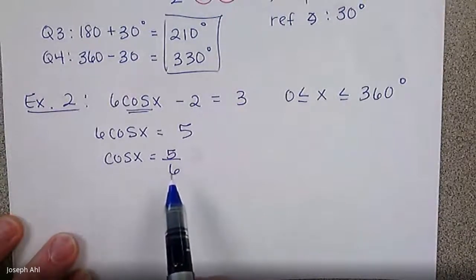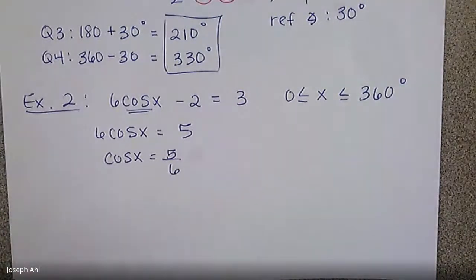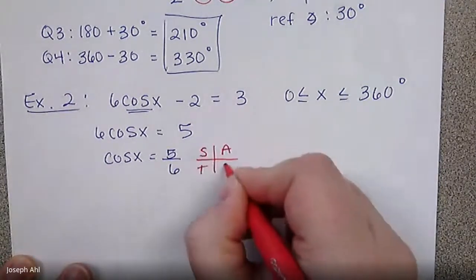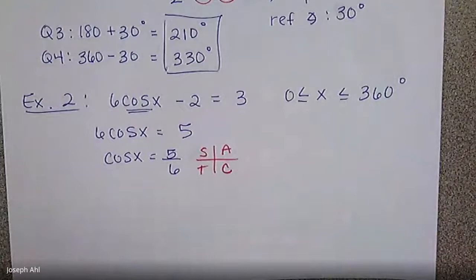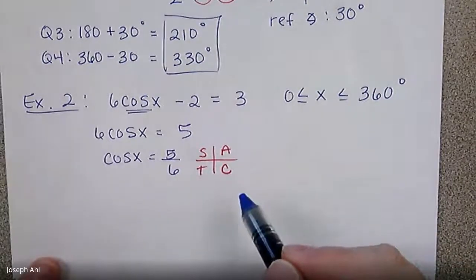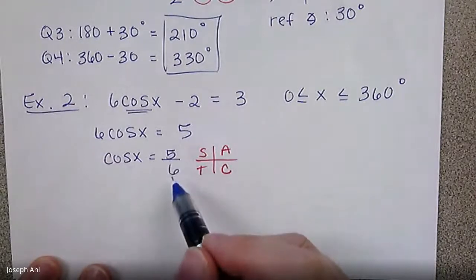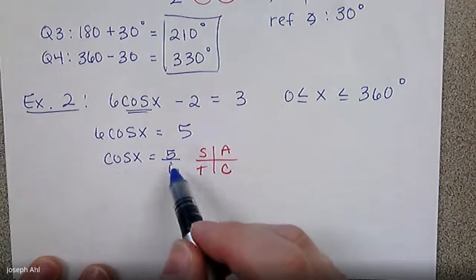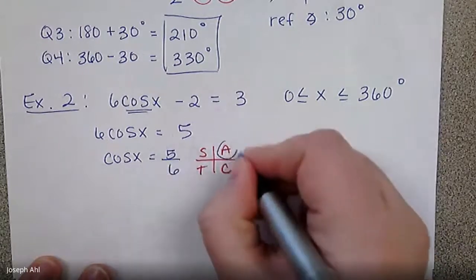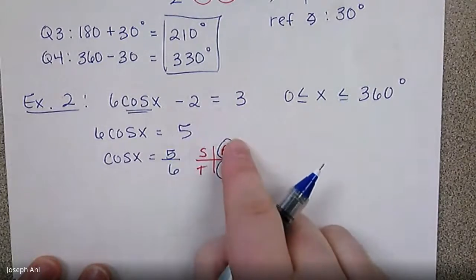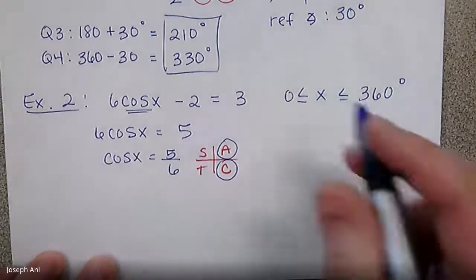Now that I have this established, I want to ask myself the same thing that I asked in number 1. Which quadrants would I expect answers in? All-star trig class. Well, this time we're looking at a ratio for cosine that's positive 5/6. So in which quadrants would I establish a ratio for cosine that's positive? The 2 quadrants where cosine's positive are 1 and 4. They're all positive in 1. Cos is certainly positive in 4.